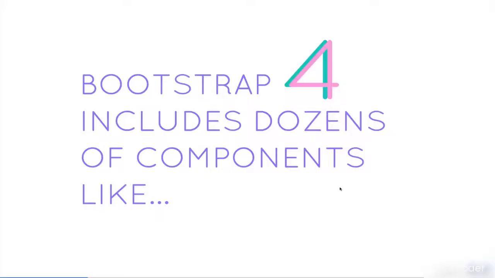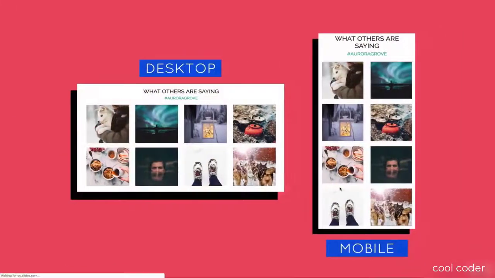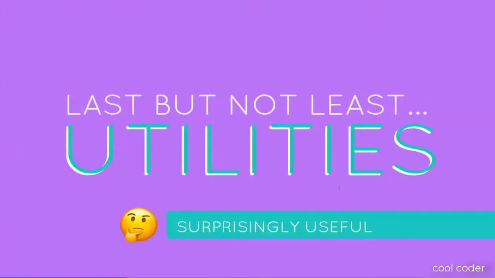And the things that we get from Bootstrap are components, buttons, forms, navbars, many others, the grid system to help lay our content out, and then utilities to help us manipulate content that's on the page, things like padding and margin and border. Awesome.